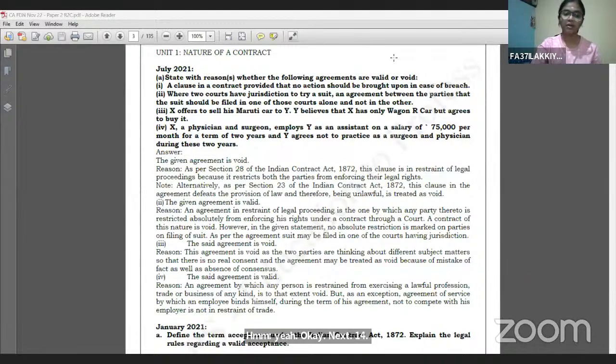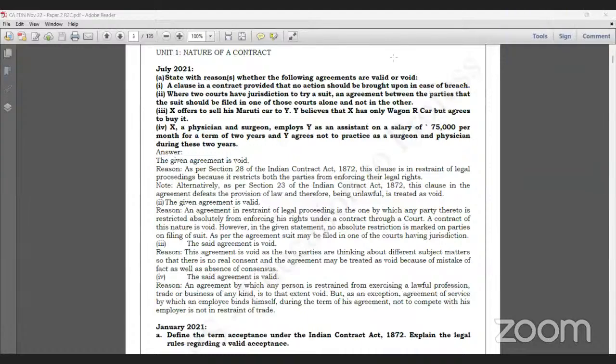Where two courts have jurisdiction to try a suit, an agreement between the parties that the suit should be filed in one of those courts alone and not in the other. This is valid. What do you mean by this? Now, let's say I'm entering into a contract with Ilakya. She's in Tamil Nadu, I'm in Karnataka. But I told her, in case there's a dispute, we will only go to Bangalore High Court. We will not go to Chennai High Court. Is this a valid contract?